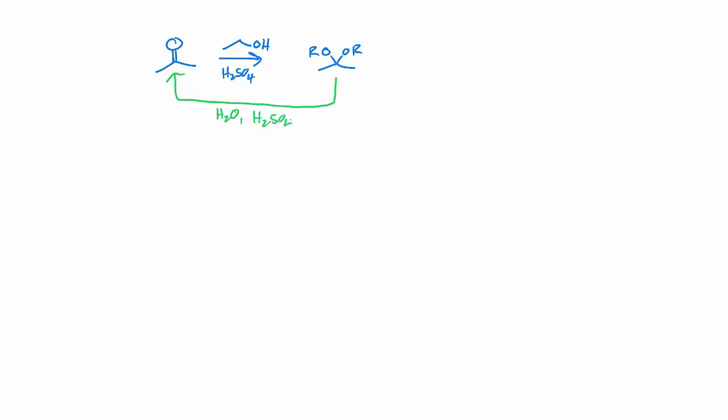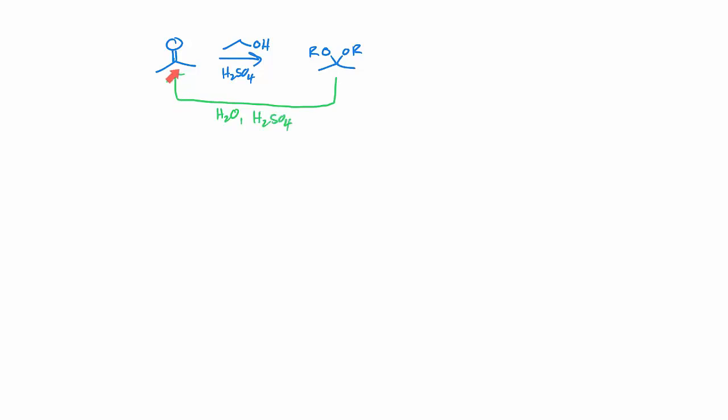Let's look at some reactions. We learned the acetal formation reaction. I'm going to actually just use sulfuric acid here. And we pointed out, or tried to point out, that we can go in the reverse reaction too if we add water and acid catalyst again, H2SO4.